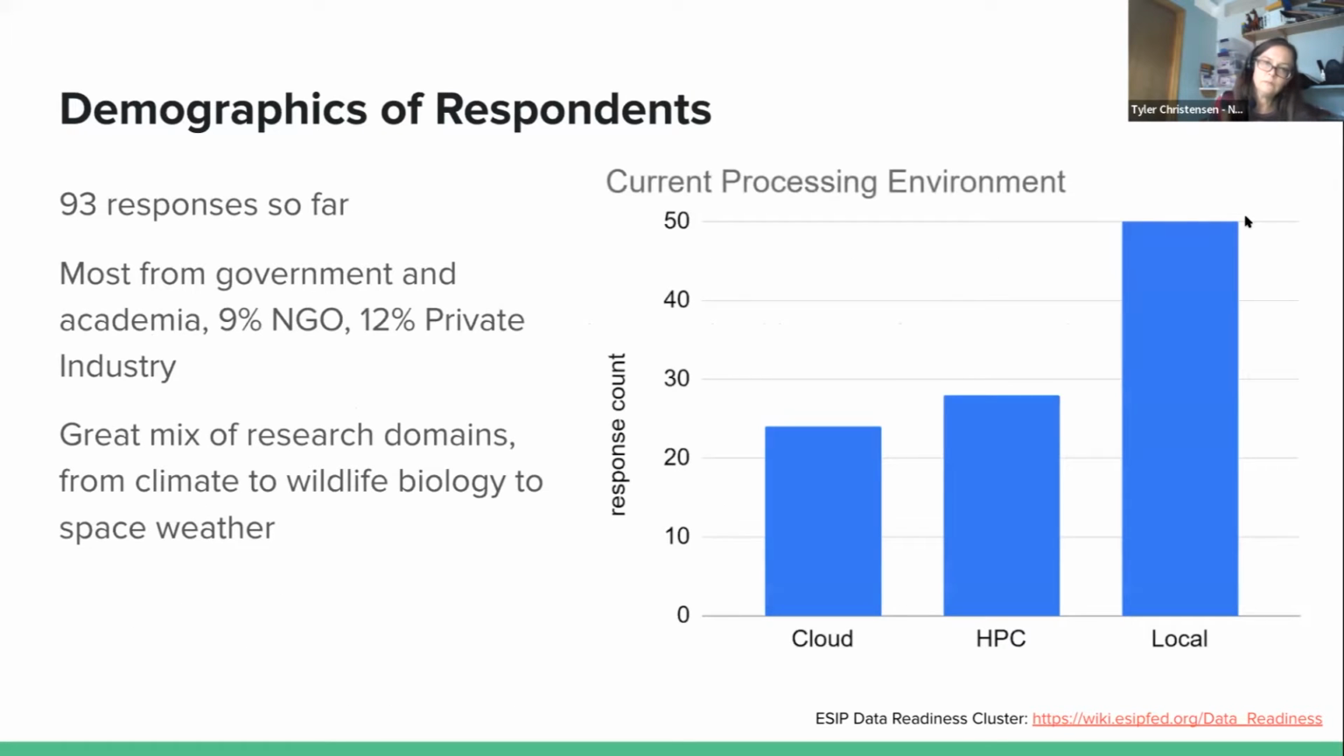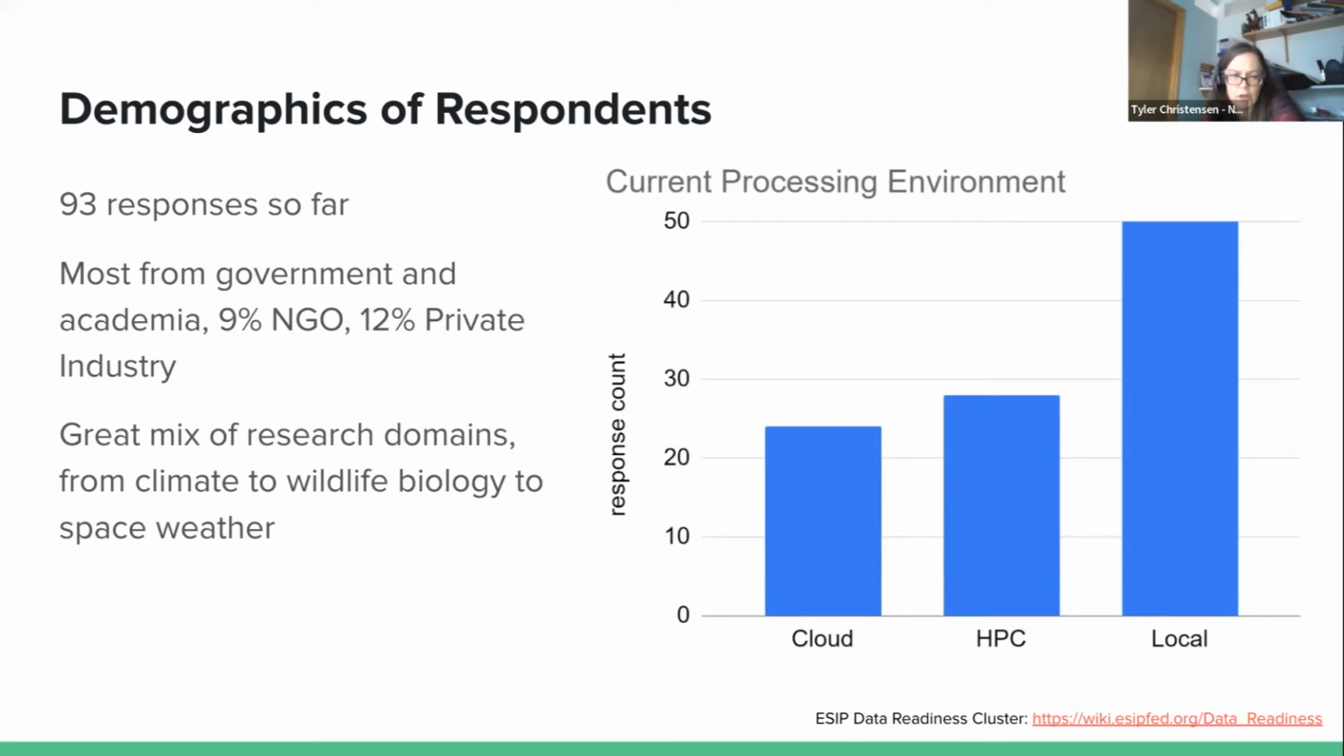Okay, so the demographics of our respondents: we've got 93 responses so far. Most are split evenly between government and academia, about 9% from NGOs and about 12% from private industry. We are hoping to get a more balanced response. We feel like we've done a great job with government and academics, but we would like some more input from private industry by the end of the month.